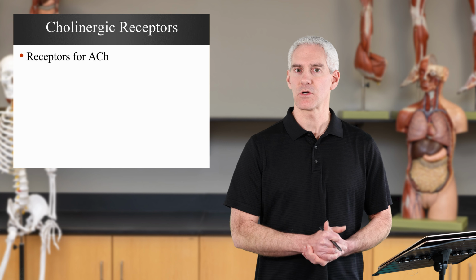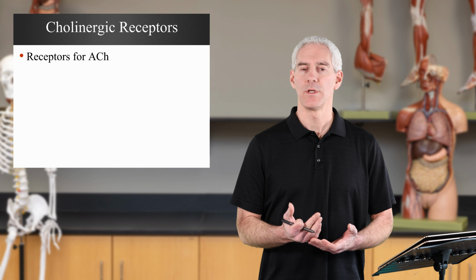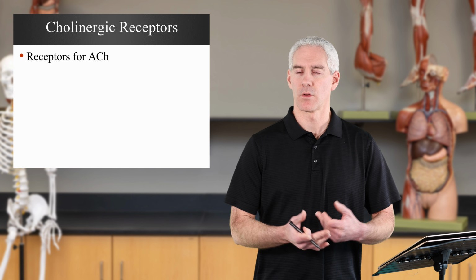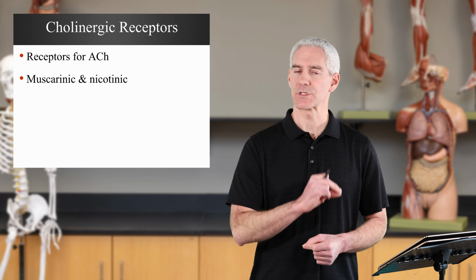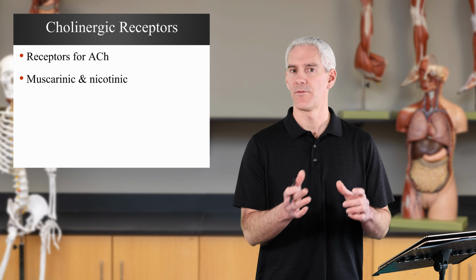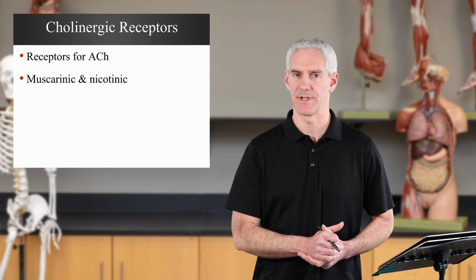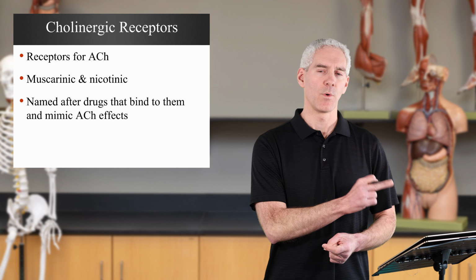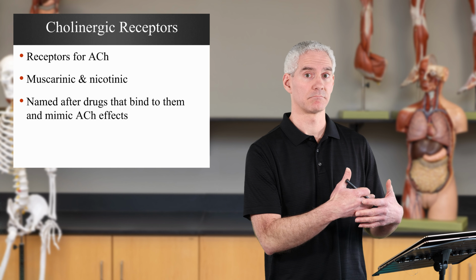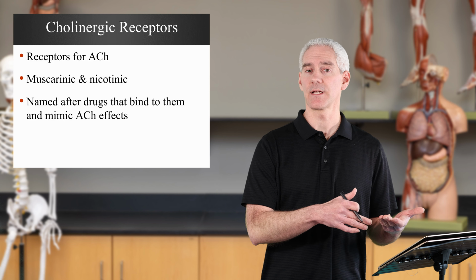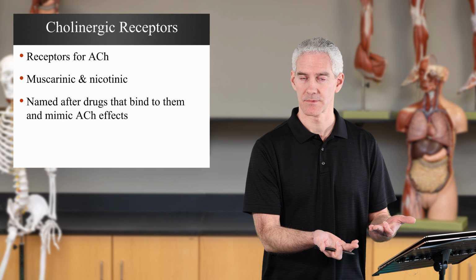We've talked about cholinergic receptors. We know that acetylcholine is the cholinergic system. The receptors for acetylcholine, remember, are muscarinic and nicotinic. We've already mentioned this; hopefully it rings a bell from previous videos. We know they're named after the drugs. So nicotinic is named after nicotine. Muscarinic is named after muscarine, the mushroom poison.